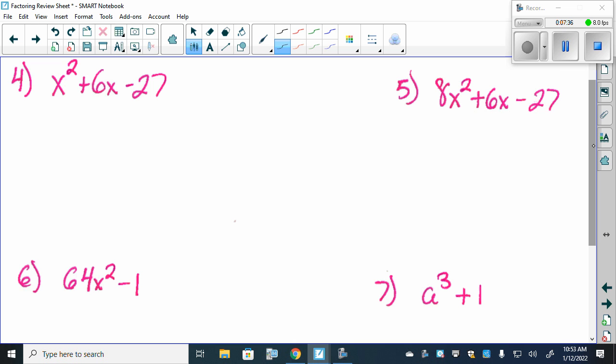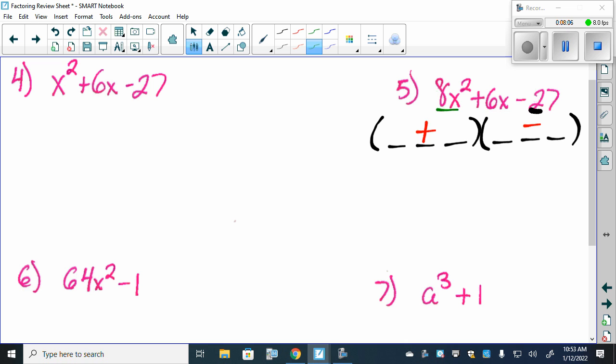So the first thing we need to look for is the greatest common factor between these 3 terms. And well, there's not one. So we can go to our 2 sets of parentheses with 3 spaces. Since the 27 is negative, our signs are going to be opposite. One's going to be positive and one is going to be negative.